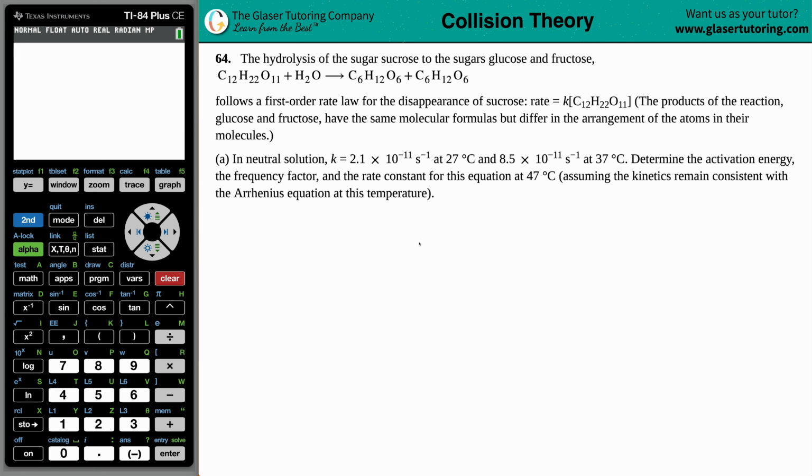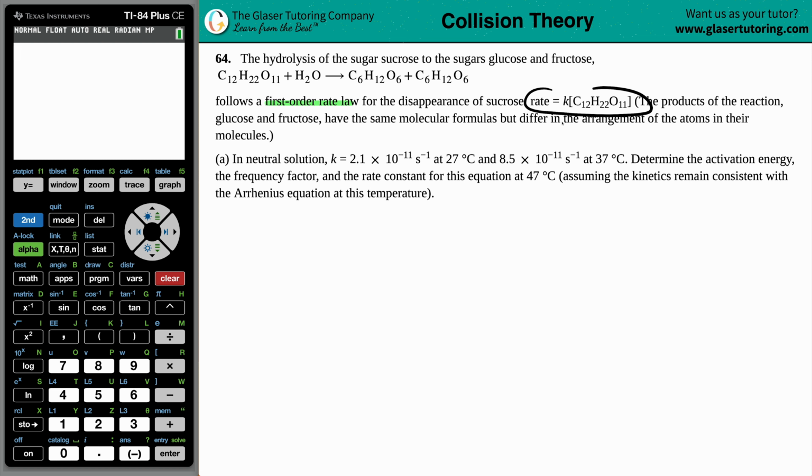Number 64. The hydrolysis of the sugar sucrose to the sugars glucose and fructose, which is this equation. So we have C12H22O11 plus H2O yields glucose, which is always C6H12O6, and fructose, which is always C6H12O6. So they both have the same molecular formula, same empirical formula, but if we did look at these molecules, what they look like, they would look different. But anyway, this reaction follows a first order rate law for the disappearance of sucrose, which looks like this.